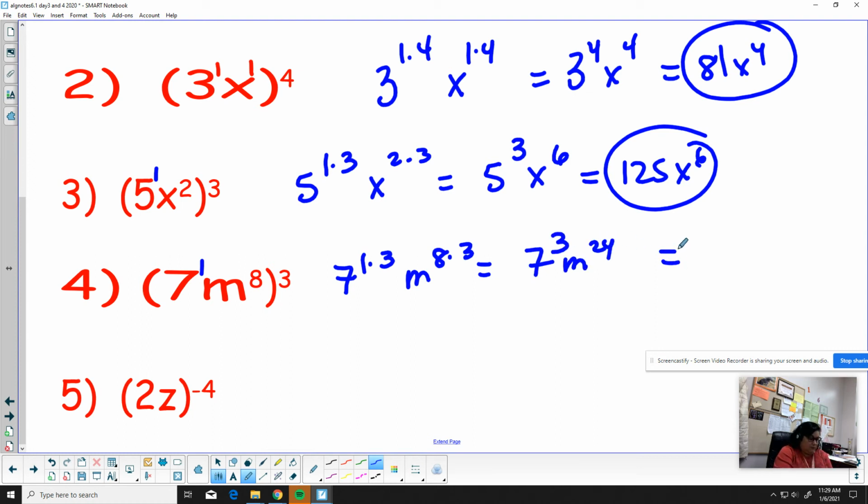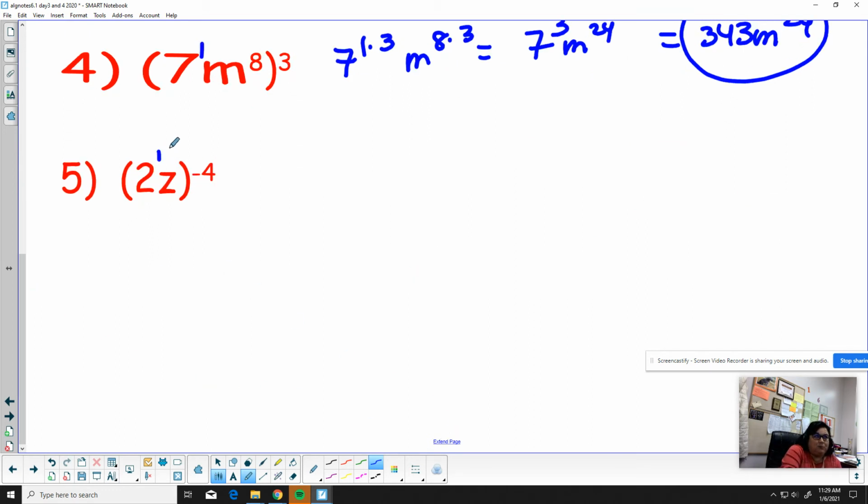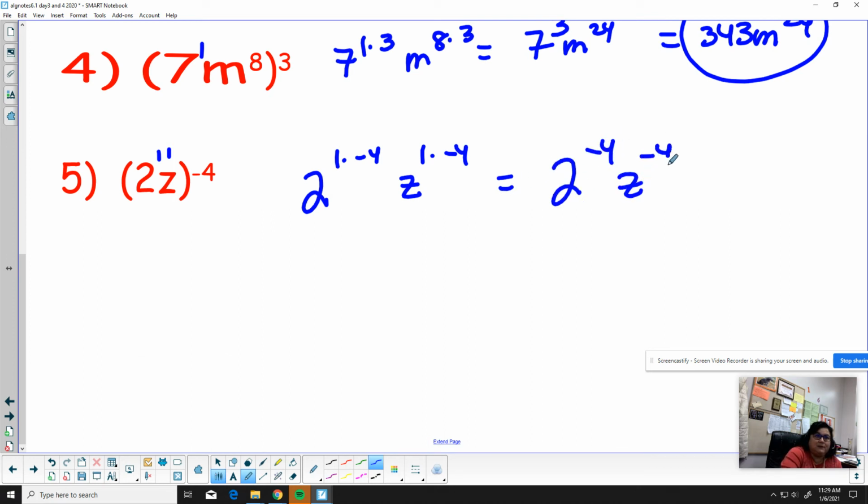So 7 to the third power, 343. I only have those memorized during this chapter, and this is the beginning, so we'll get going there. Hopefully you'll memorize some of them too. Okay, so this one, these are both ones, so I'm going to do 2 to the 1 times negative 4 and z to the 1 times negative 4. So that's 2 to the negative 4 and z to the negative 4.